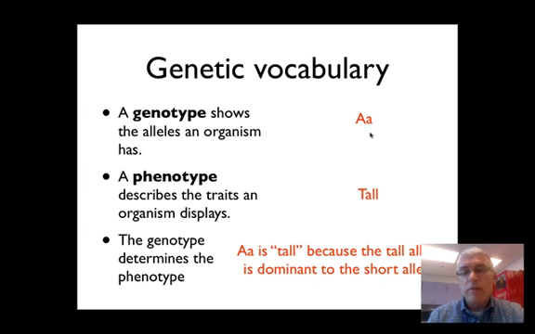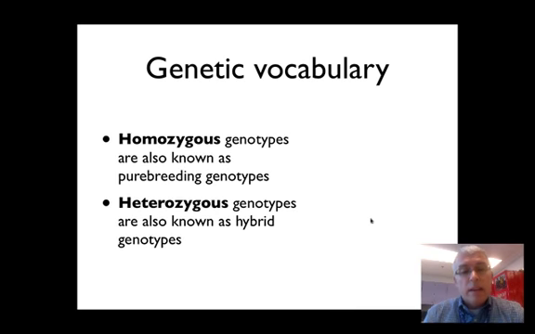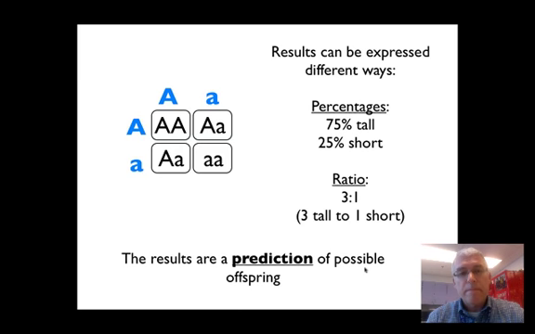So if you know an individual is big A, little a, and you know big A is a dominant trait and little a is a recessive trait, then because you know the genotype, you can immediately figure out the phenotype. So this individual is going to have to be tall because tall is dominant to short. Homozygous genotypes are also known as pure breeding genotypes, for example, big A, big A and little a, little a. Heterozygous genotypes have different letters. Hetero carries with it the meaning different. And these genotypes are also known as hybrids, such as big A, little a.